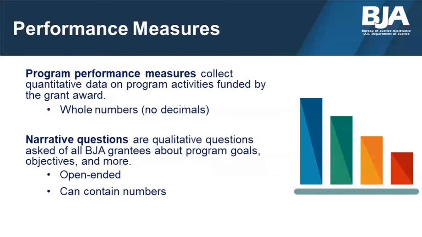The quantitative data you report is used to establish baselines, track performance against program goals, and create a nationwide picture of numeric data for BJA. Narrative questions are open-ended and give grantees a chance to express in their own words how their experience has been conducting the program activities with BJA funding. Both of these categories are equally important for your reporting, and you should take every possible measure to ensure the accuracy and integrity of your data.